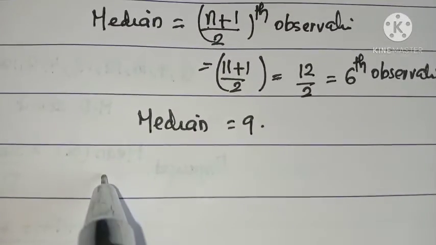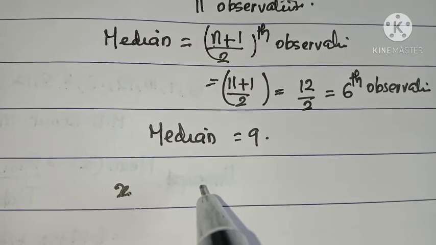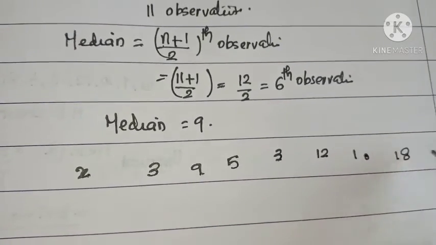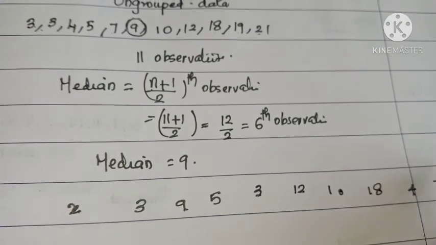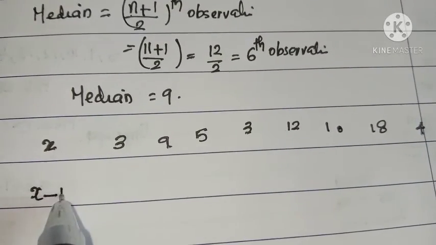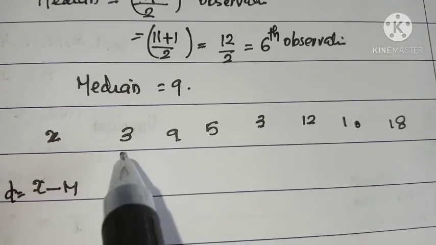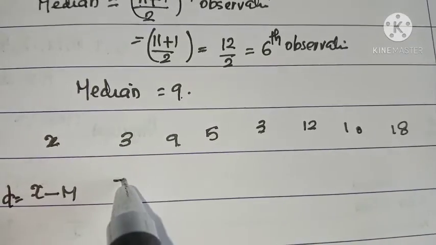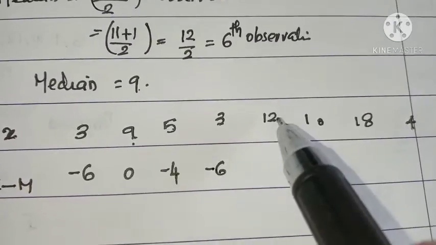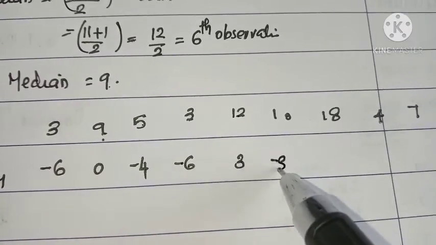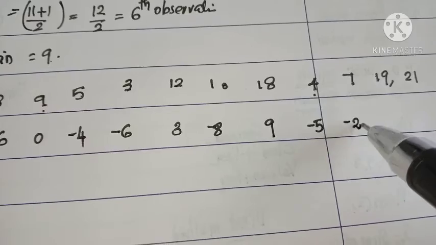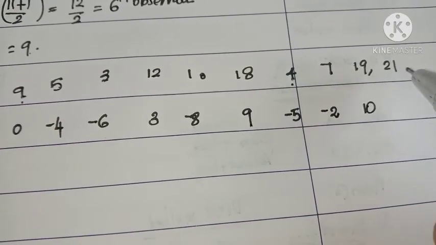What are the numbers? The x values are 3, 9, 5, 3, 12, 1, 18, 4, 7, 19, 21. Now find x minus M, that is the deviation. From these x we have to subtract 9: 3 minus 9 is minus 6, 9 minus 9 is 0, 5 minus 9 is minus 4, 3 minus 9 is minus 6, 12 minus 9 is 3, 1 minus 9 is minus 8, 18 minus 9 is 9, 4 minus 9 is minus 5, 7 minus 9 is minus 2, 19 minus 9 is 10, 21 minus 9 is 12.